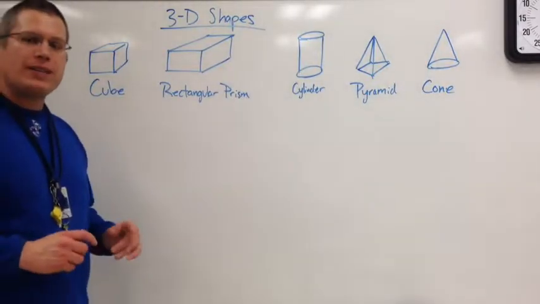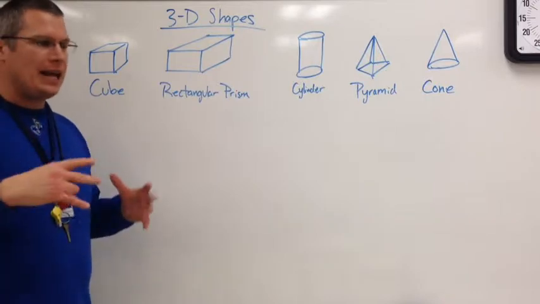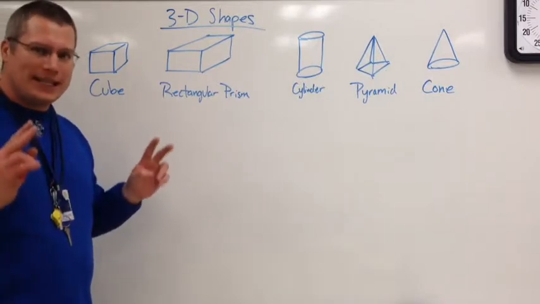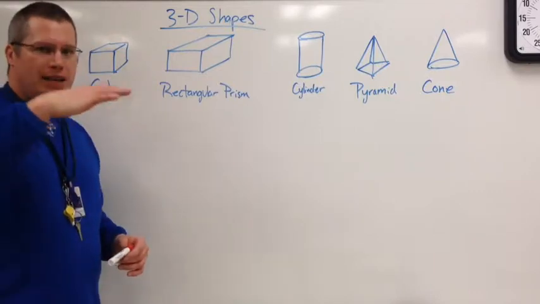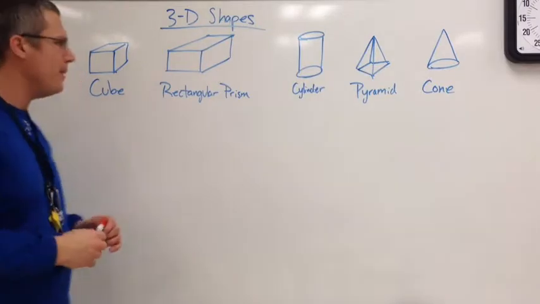In this lesson, we're going to take a look at 3D shapes, three-dimensional shapes. They have length, width, and height. Basically, what we're going to do is just go through and identify what they're called. And we're also going to take a look at, if you laid the shape flat, what would the base of it be? What shape would it be?